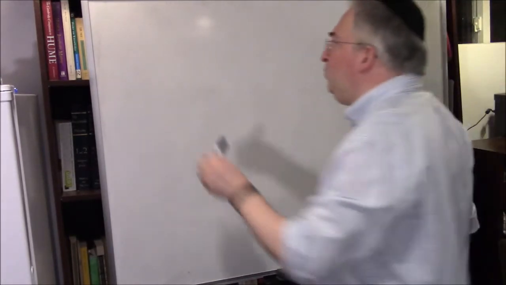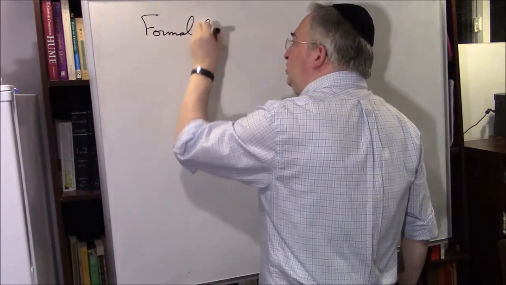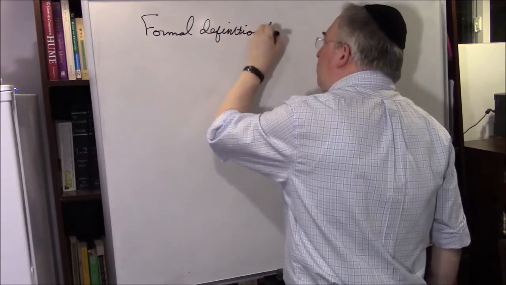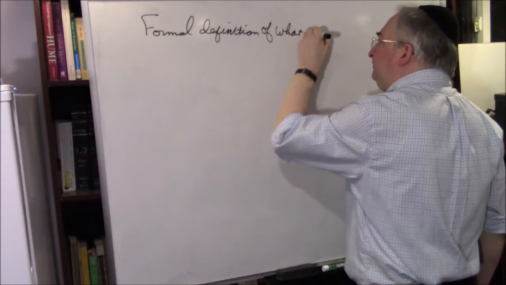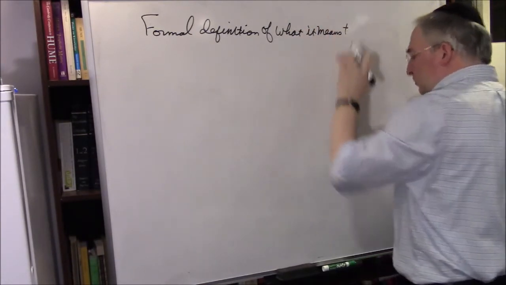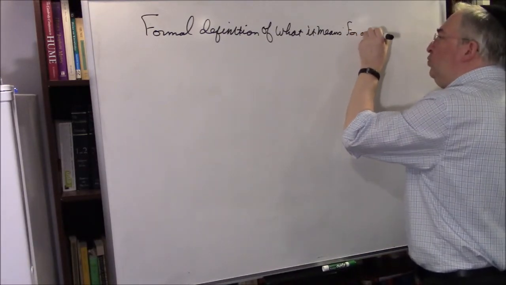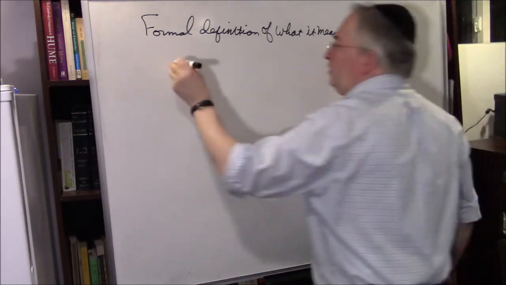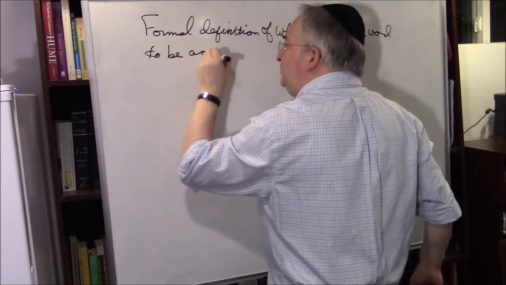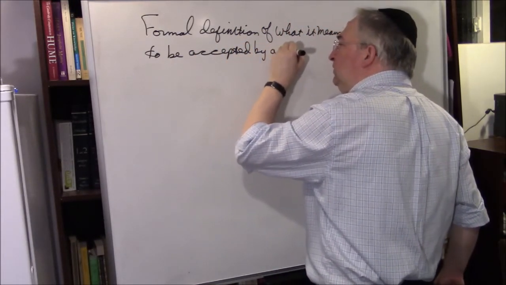Okay, so what we want is as follows: a formal definition of what it means for a word to be accepted by a machine.